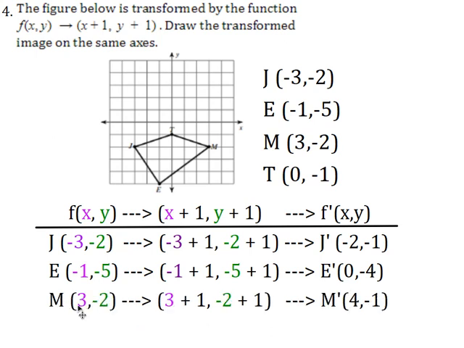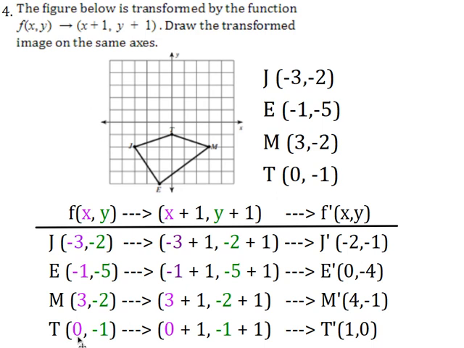M, 3 and -2. So 3 plus 1 gives me 4. -2 plus 1 gives me -1. And our T prime, 0 plus 1 is 0. -1 plus 1 is 0. I think I said 0 plus 1 is 1. So T prime is 1, 0. Now we can go back.